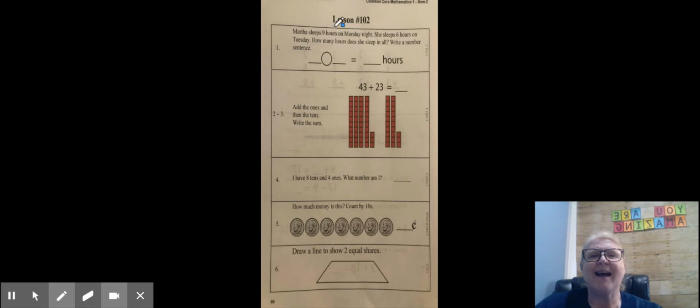Martha sleeps 9 hours on Monday night. She sleeps 6 hours on Tuesday. How many hours does she sleep in all? Write a number sentence. So Martha sleeps 9 hours. I'm going to circle the 9 on Monday night. She sleeps 6 hours on Tuesday. Circle the 6. How many hours does she sleep in all?